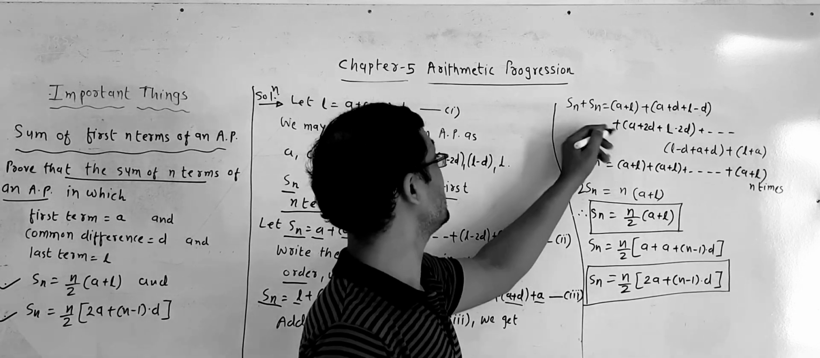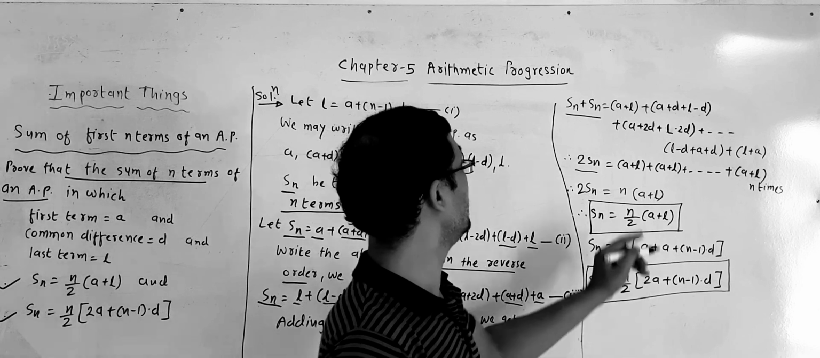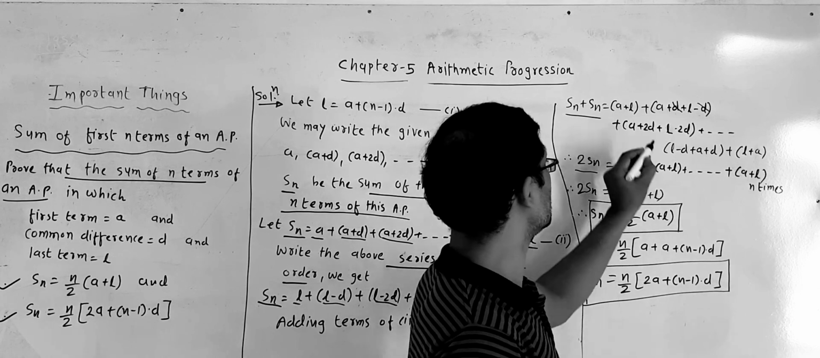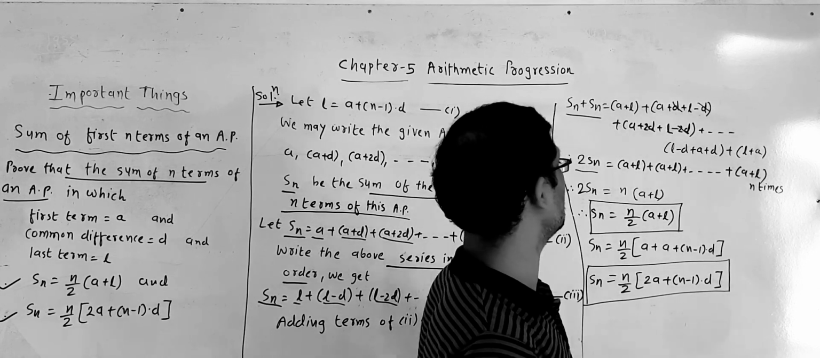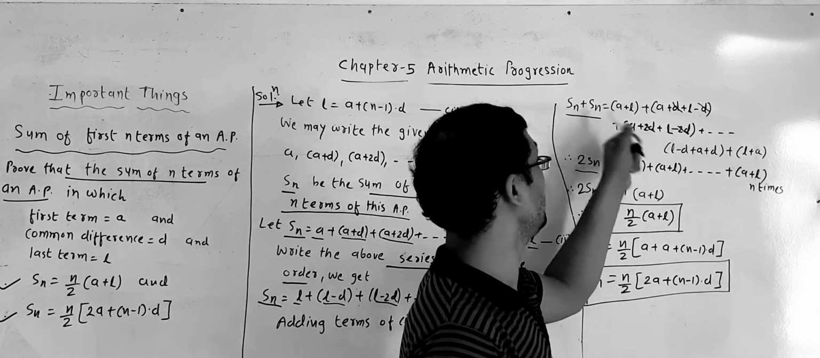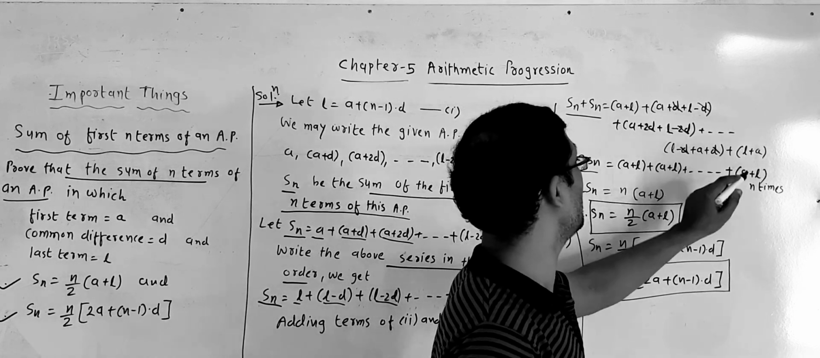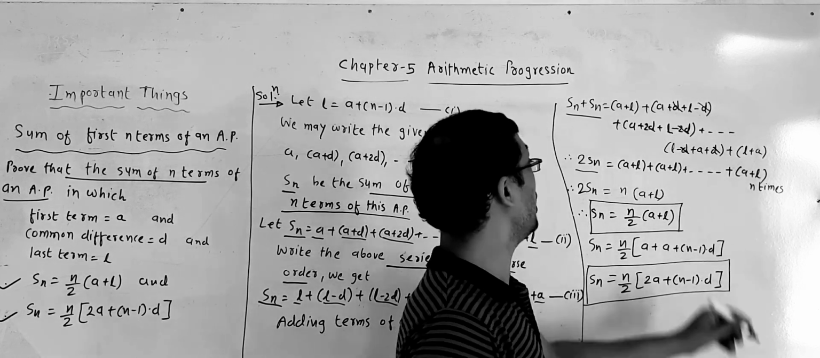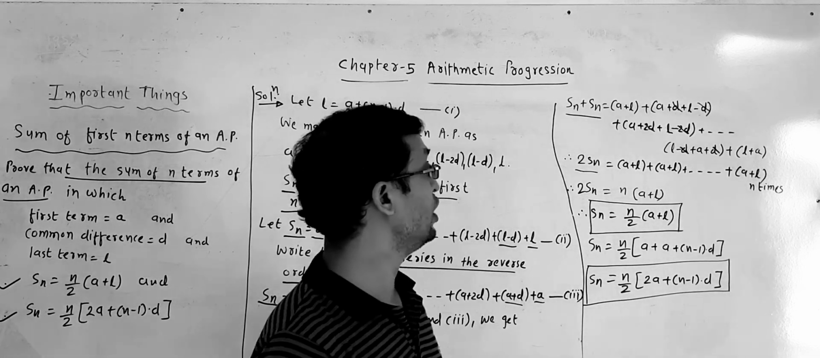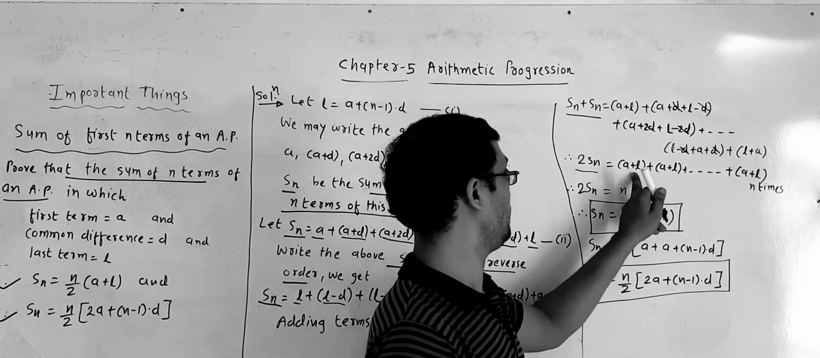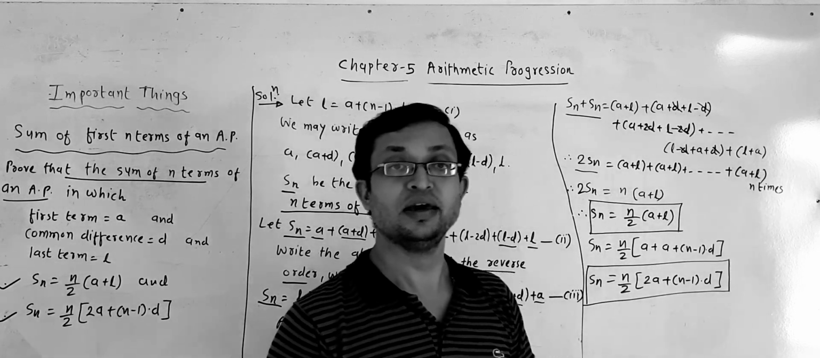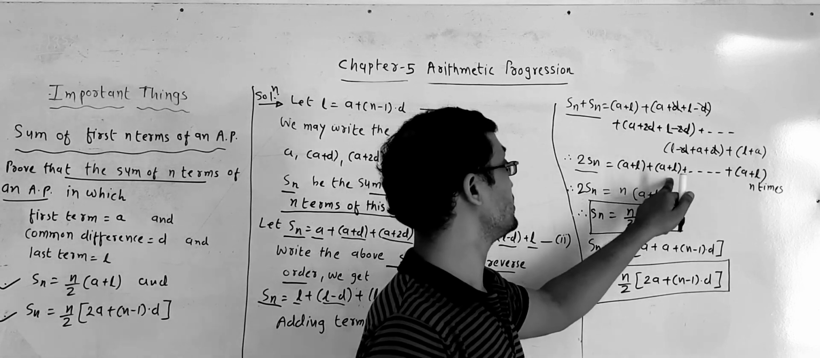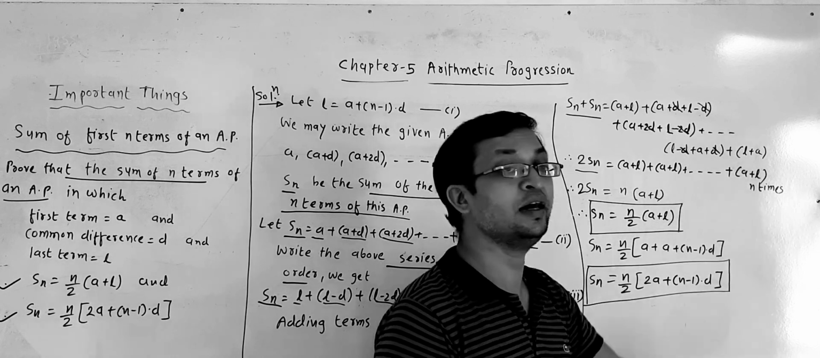Here Sn plus Sn is equal to 2Sn. a plus l as it is; d and minus d cancel out, therefore a plus l. Similarly 2d minus 2d cancel out, so a plus l up to the nth term. Minus d plus d cancel out, that is a plus l. The total number of terms is n. Therefore 2Sn is equal to a plus l plus a plus l up to a plus l, n times.